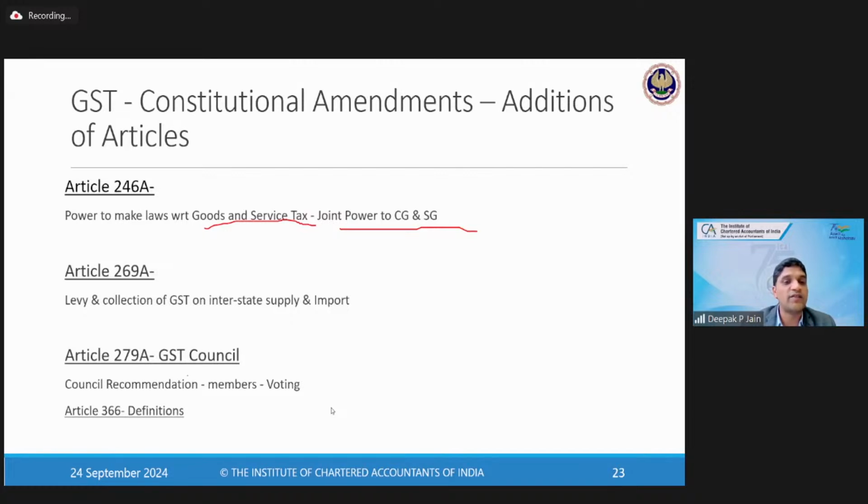And Article 279A gives power to form a special body called the GST Council, wherein the council will make recommendations. It will have members and it will have voting for every resolution. That is Article 279A. So these 3 articles are important. We'll get into detail of these 3 articles.